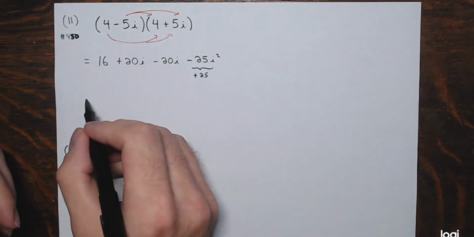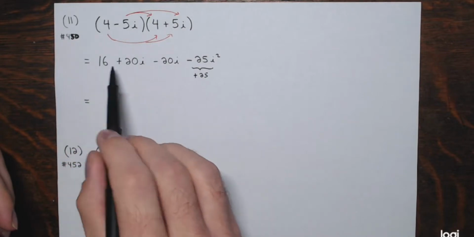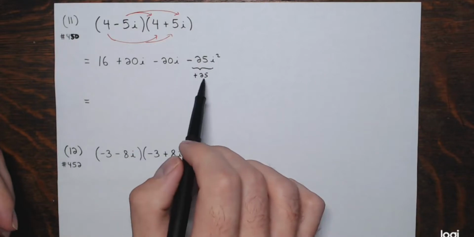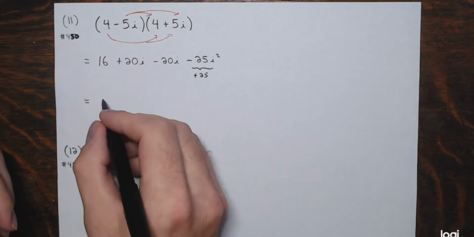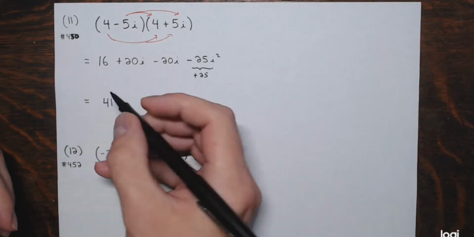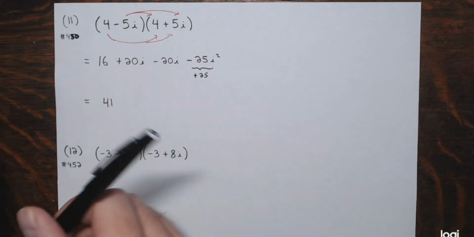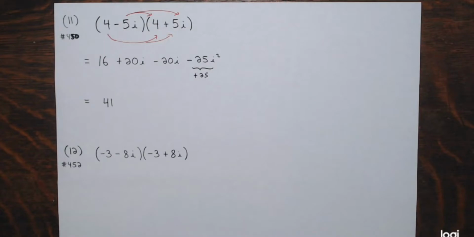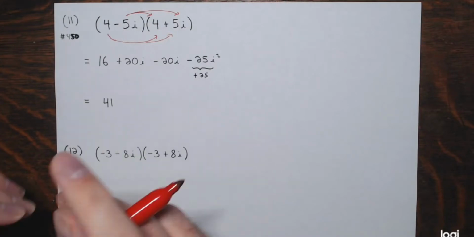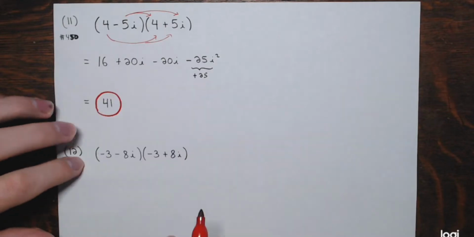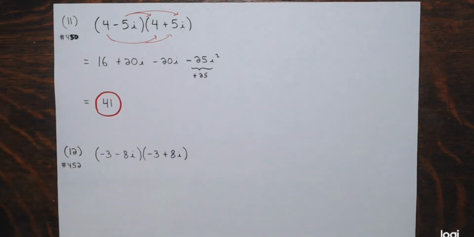And then in combining like terms, the reals with the reals and imaginaries with imaginaries, 16 plus 25 is 41. And then 20i minus 20i is nothing. So you can write plus 0i if you wish, but it doesn't really change the fact that this is solely a real number, 41.